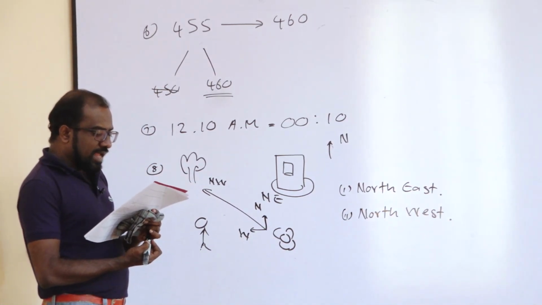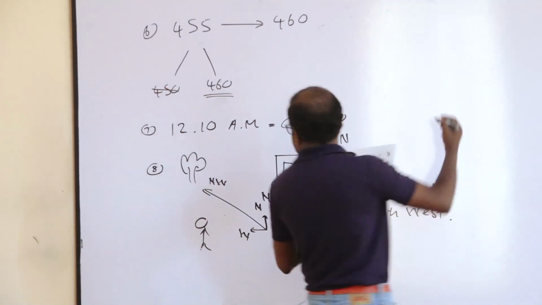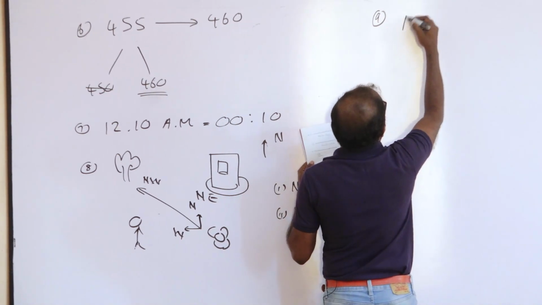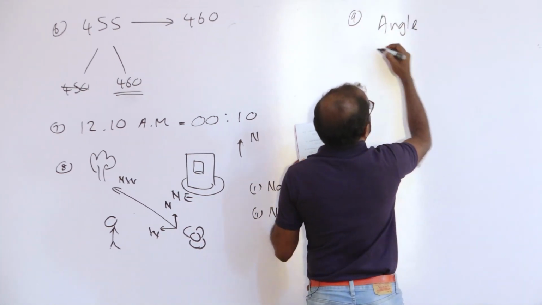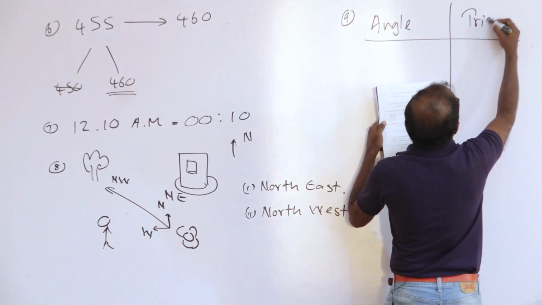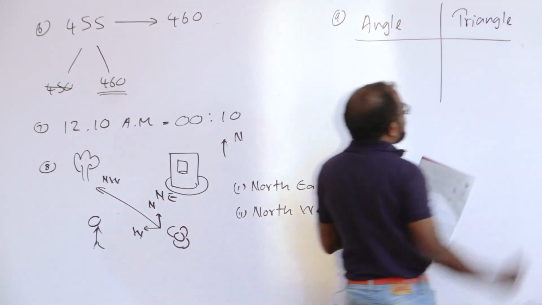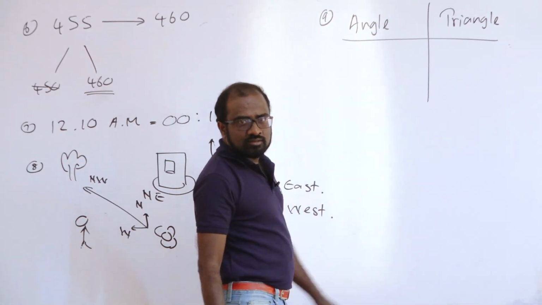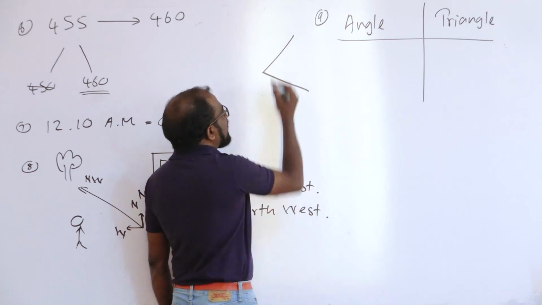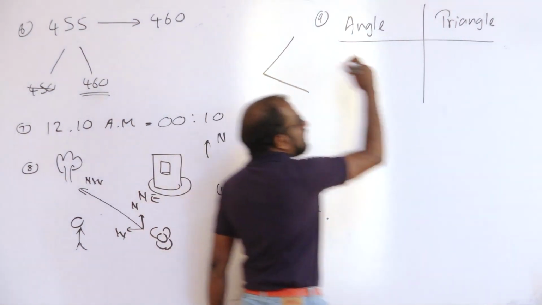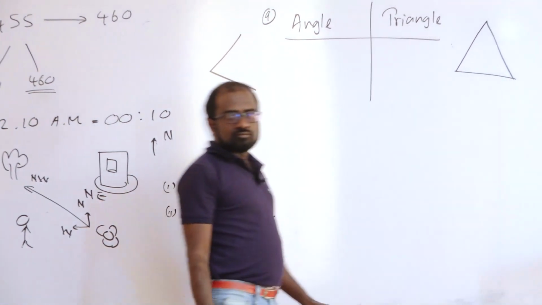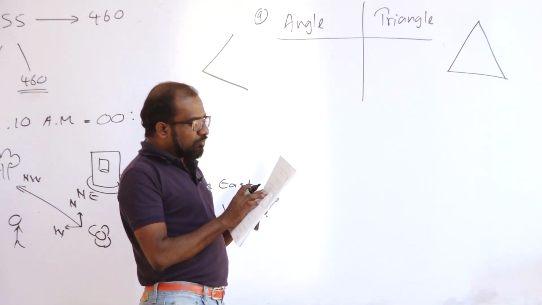Question number 9. Write differences between angle and triangle. Okay? Angle and triangle. So here, the angle is given as a small table, and here we have a triangle. So first of all, we will draw an angle and a triangle. Angle, like this. Then a triangle, here.